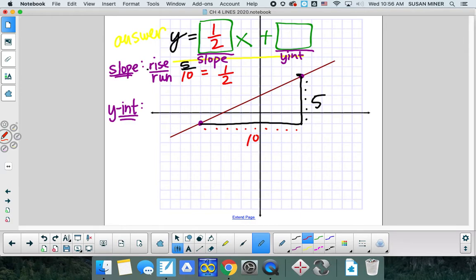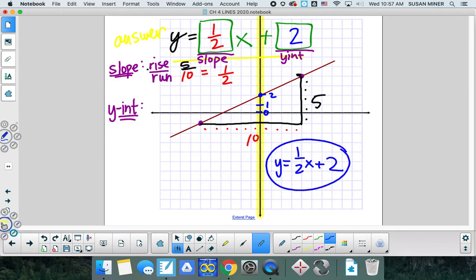Then I've got to find my y-intercept. And so I'm kind of looking in my notes where it says how to find y-intercept from a graph. And the first thing that I want to do is locate the y-axis. Here's my y-axis running down the middle of my graph right here. And then I need to find the point where my line is crossing that y-axis. And that point is where y is equal to 2. That's my number there. So my equation is y equals 1/2 x plus 2. And that's my answer.